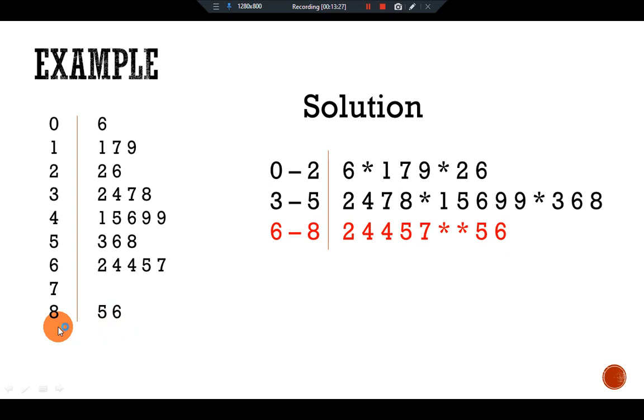So this is all about the stem and leaf display for quantitative data.